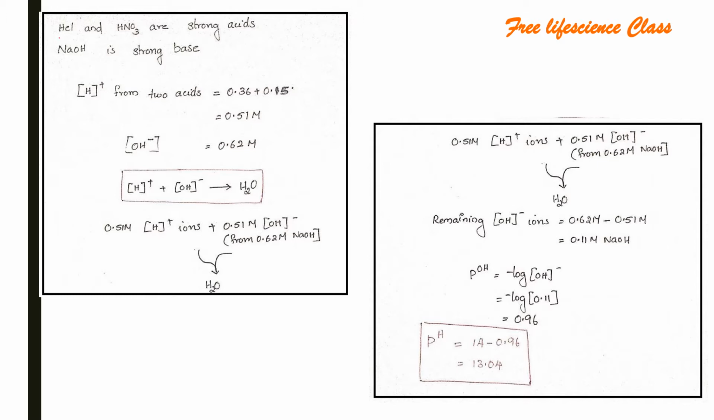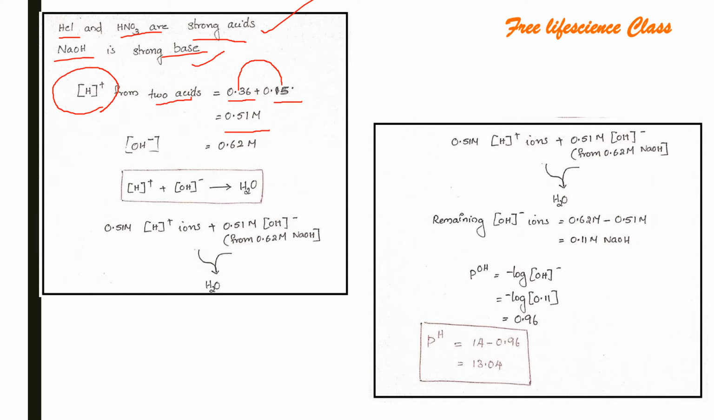In the solution, it is given that HCl and nitric acid are there and they are strong acids, and sodium hydroxide is a strong base. So there are two acids and one base. The total H plus ions in the solution from the two acids are found by just adding the two molar concentrations, 0.36 molar HCl plus 0.15 molar nitric acid. So we will get the total H plus ion concentration, that is 0.51 mole.